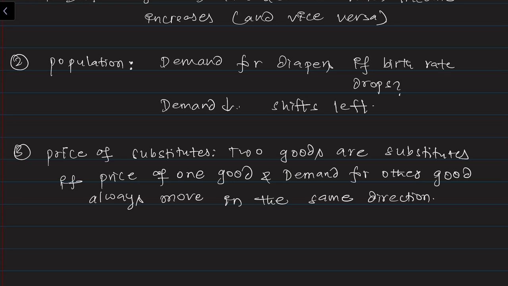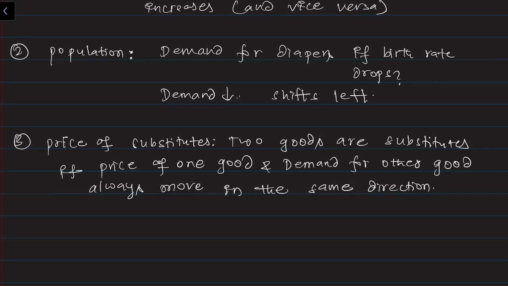What I mean by this is, let's take an example. What happens to the demand for tea if the price of coffee increases? Whenever there is an increase in the price of coffee, people will shift to the less expensive good, for example, tea in this case. So the demand for tea will increase. So here in this example, tea and coffee are substitutes.